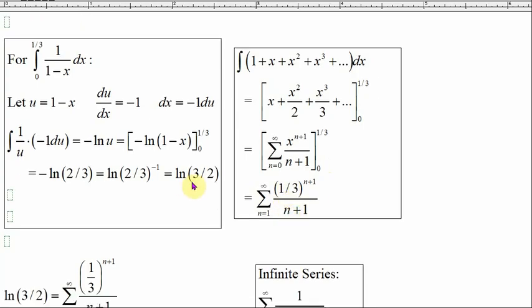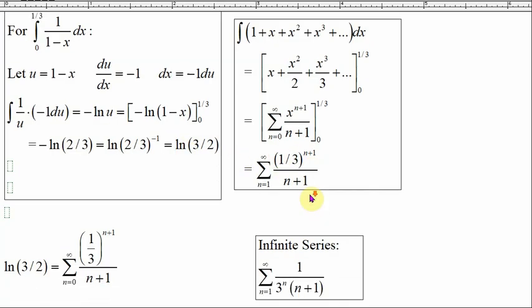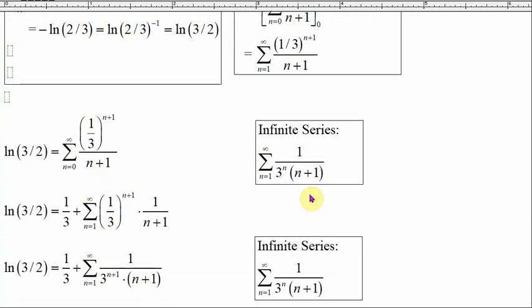Now we get the natural log of 3/2 equal to the summation with the expression 1/3 to the n plus 1 divided by n plus 1. So this is the result for the left side, and this is the result for the right side. The left side is the natural log of 3/2, and the right side is 1/3 to the n plus 1 divided by n plus 1.